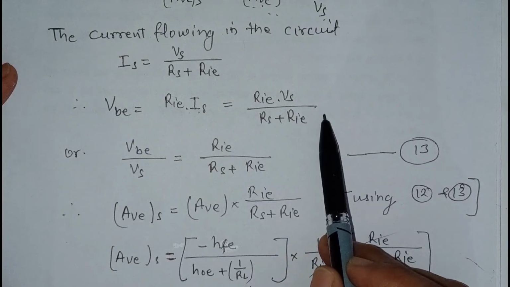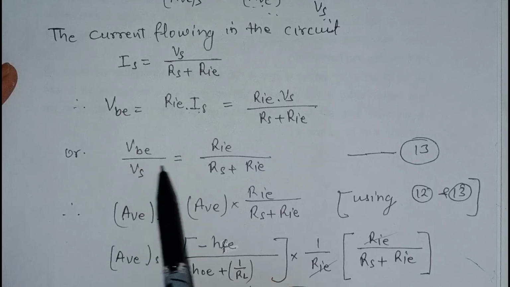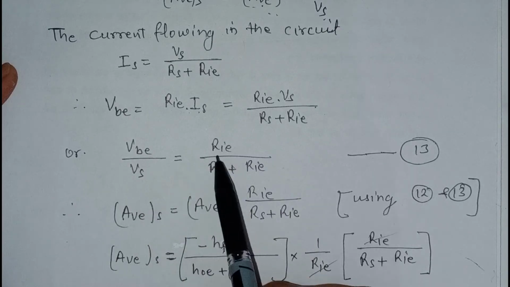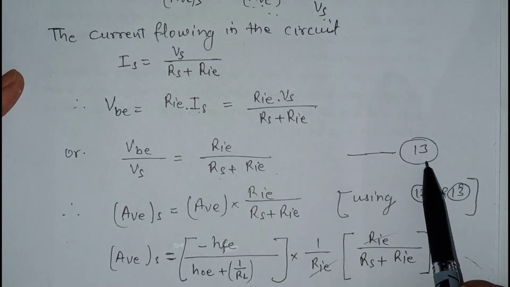Now we will solve this equation. We will bring this VS to this side in the denominator. So the equation becomes VB upon VS equals RIE upon RS plus RIE. We will mark this as equation number 13.